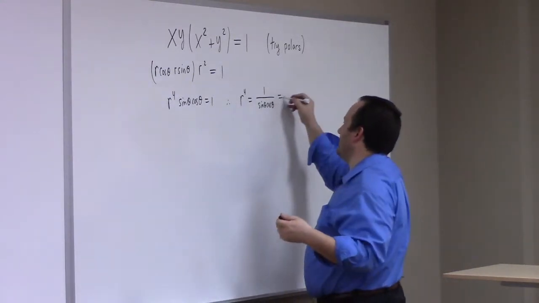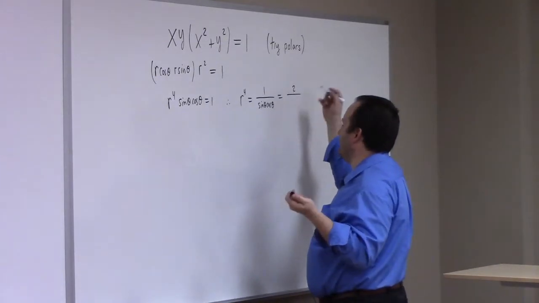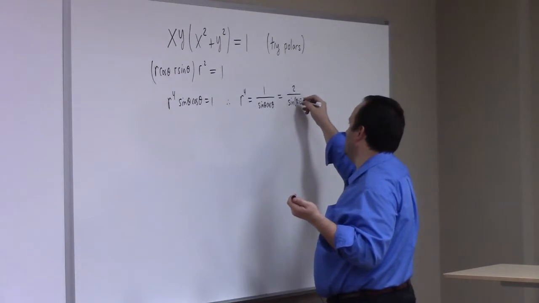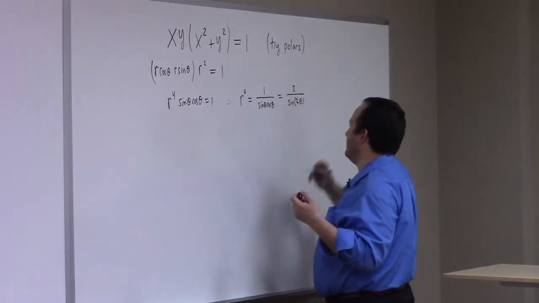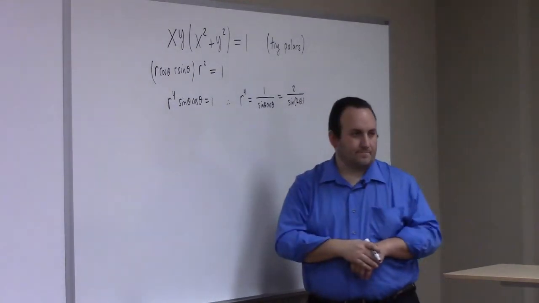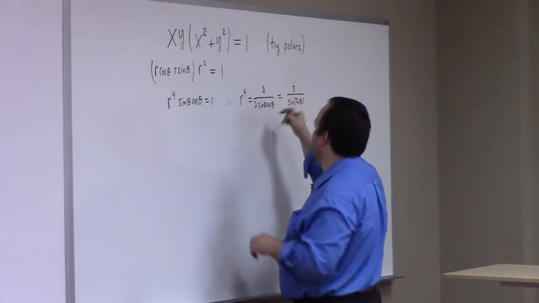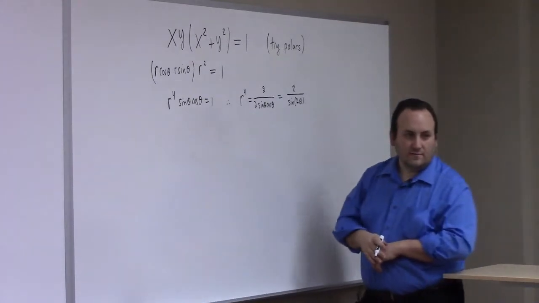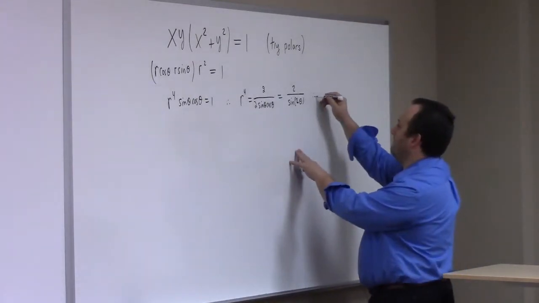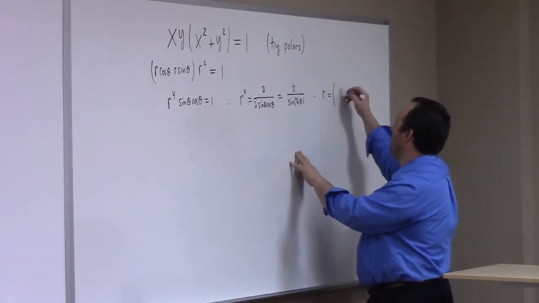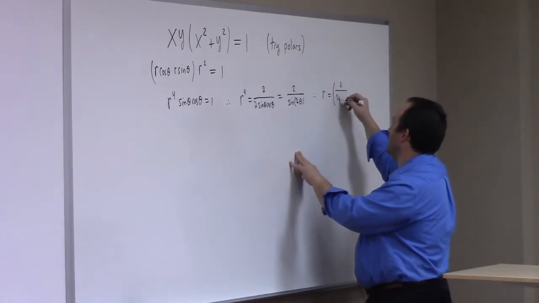I could write that as 2 over, I'm tired of writing sine and cosine, so I'm going to write that as 2 over sine 2 theta. You could put a 2 here and a 2 there. This is sine 2 theta, right? So therefore, at least for some points, r is equal to the 4th root of 2 divided by sine 2 theta.